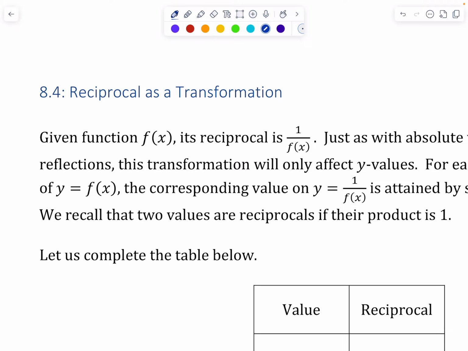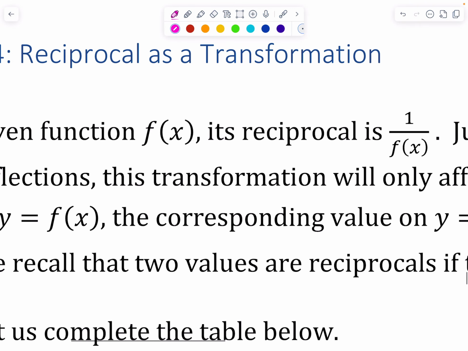Welcome to this lesson, 8.4, which has us looking at the reciprocal as a transformation. This is another one of our vertical transformations of the graph of f of x. If we're looking at the graph of f of x and thinking of f of x as itself over 1, its reciprocal would have those two aspects of the fraction form change spots. So its reciprocal is 1 over f of x.